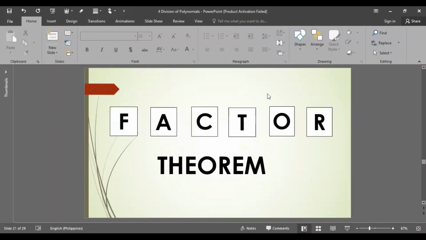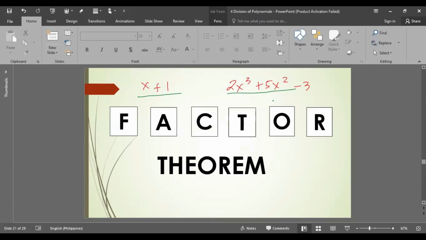This lesson video will focus on determining whether an expression is a factor of the given polynomial expression or not. So just like when you are asked to get the factors of a certain number, say for example, what are the factors of 36?